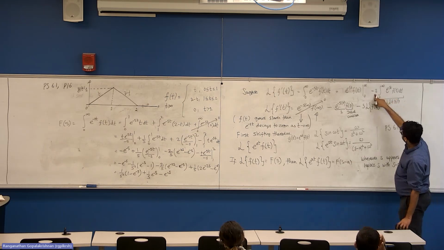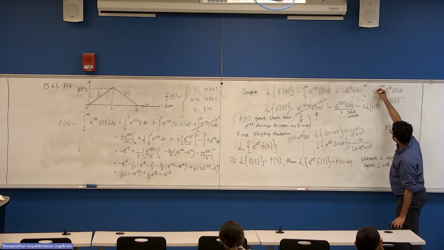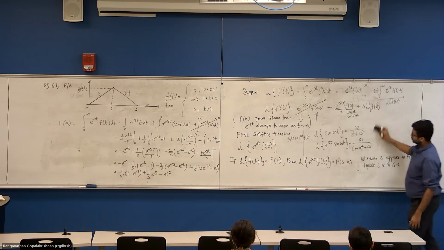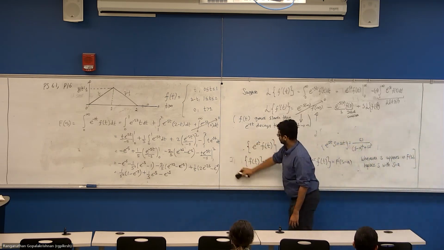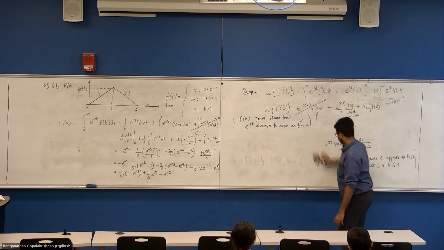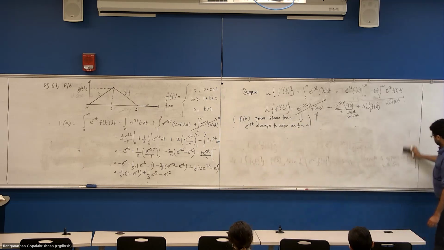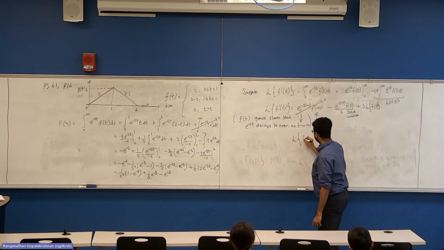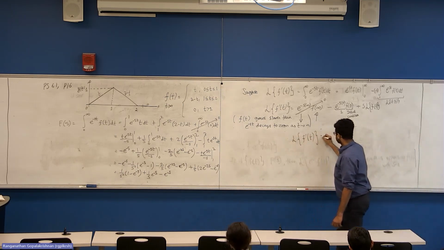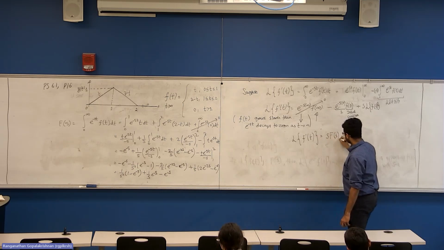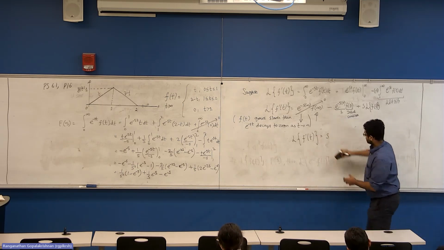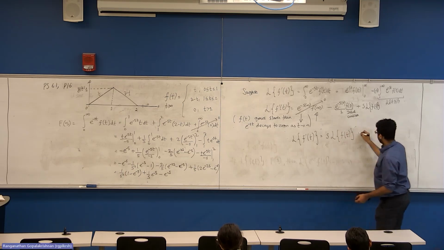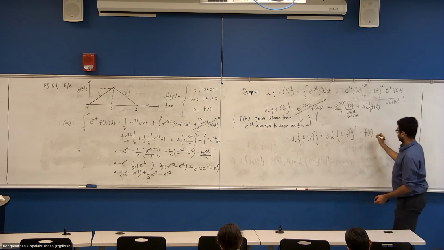So when I differentiate, I'm not getting a s, I should be getting minus s. So this will be plus. So the result is the Laplace transform of the first derivative is s times the Laplace transform of the function, or s times L of f of t minus f of 0.